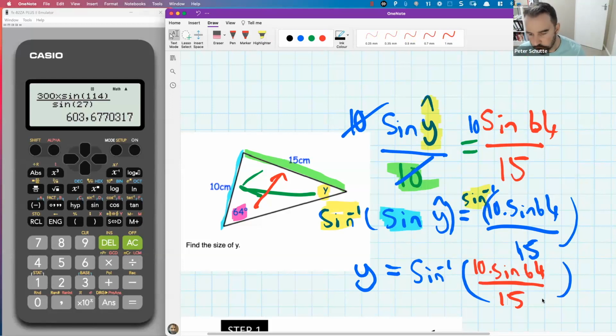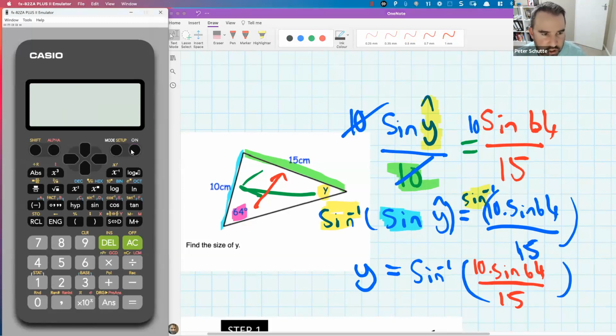Now, that is a bit of a mouthful. So have a go and see if you can get the angle y by yourself. Once you've had a go, I will illustrate how I would do it on the calculator. But see if you can get it by yourself first, and then I'll come along and help you. But basically, to find the angle, we use inverse sine.